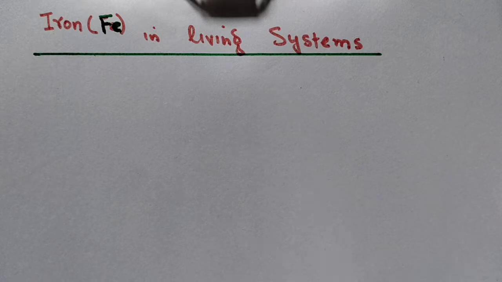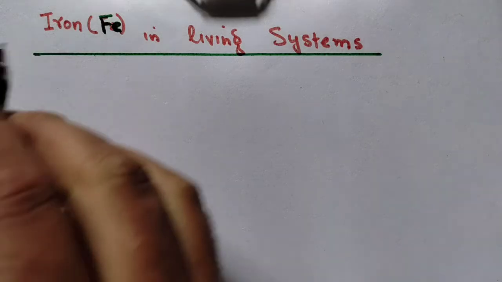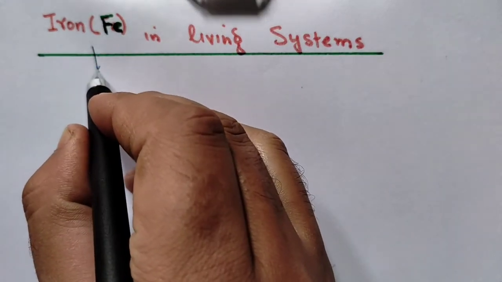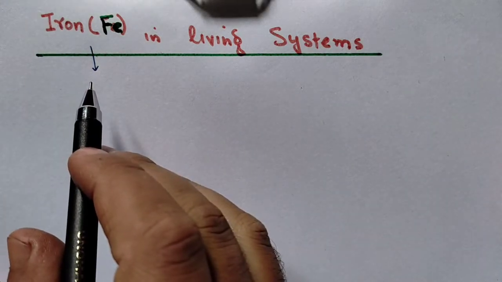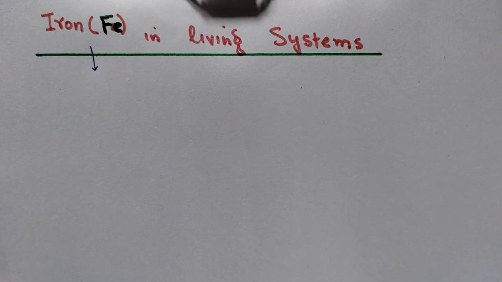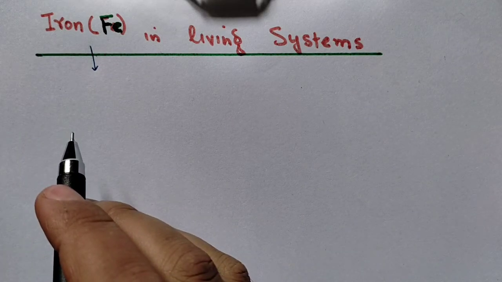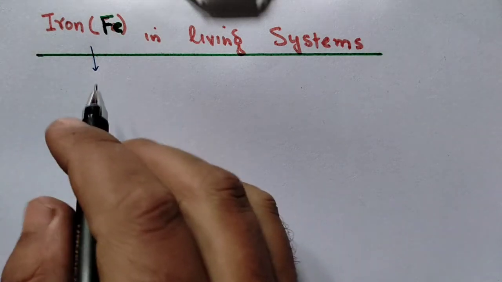If we talk about iron, the first point I'll be discussing is that iron is present in the porphyrin ring. The porphyrin ring we discussed in the last class has four pyrrole rings connected through methane bridges. That ring is called the heme ring. So basically iron is present in the form of a ring in the following compounds.